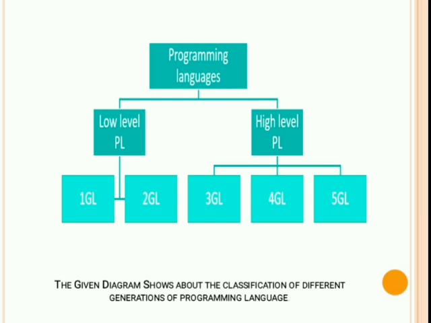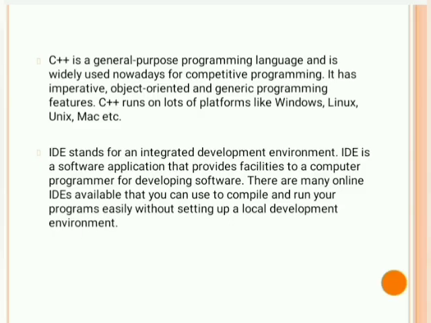Here you can see the classification of different generations of programming languages. Programming languages are divided into two levels, that is low level as well as high level. The first two generations consist of low level languages, while the third, fourth and fifth generations consist of high level programming languages. So we can see C++ is a basic or general purpose programming language widely used.